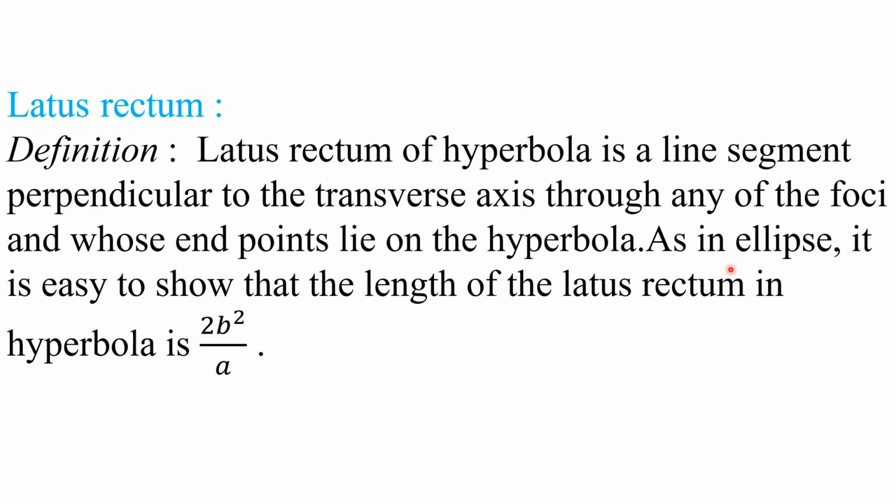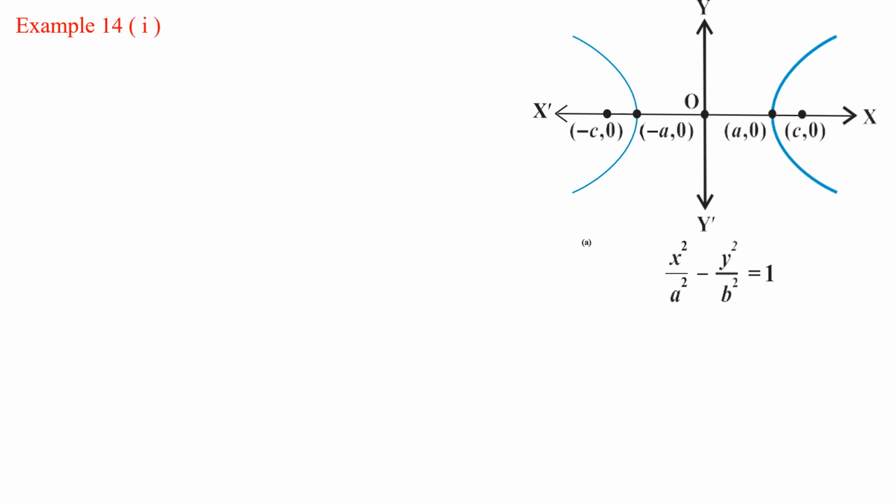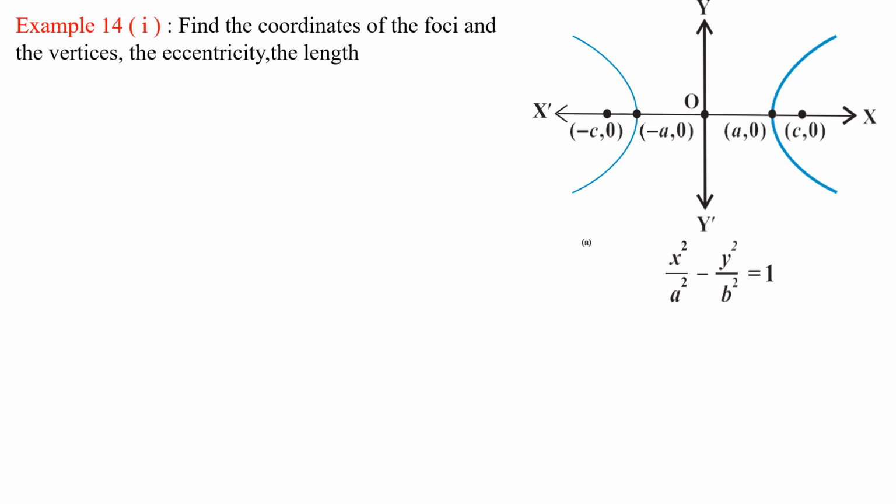So, as in the case of ellipse, here also we can show easily that the length of the latus rectum of the hyperbola is 2b square by a. Okay, my children, this is the formula to find the length of the latus rectum of a hyperbola. Please remember this formula well. Memorize this formula well, my dear children. Okay, my children? Right. These are the points related to hyperbola. Now let us take some examples to understand these concepts on the hyperbola.